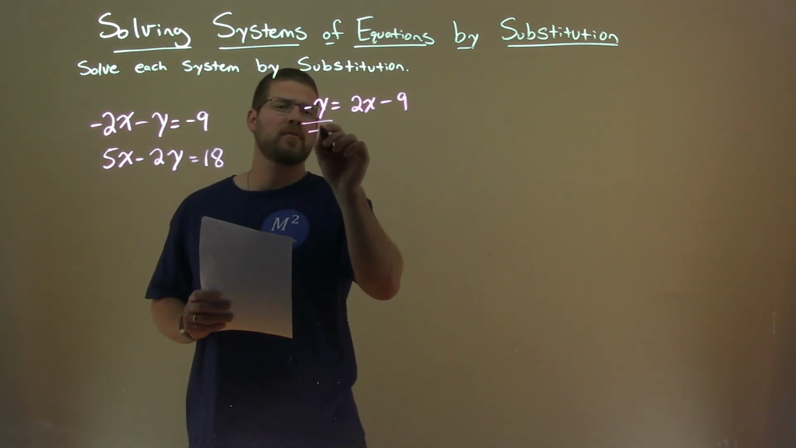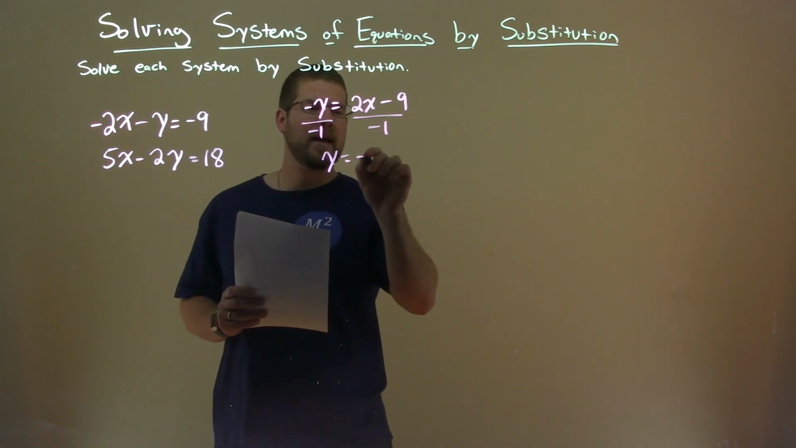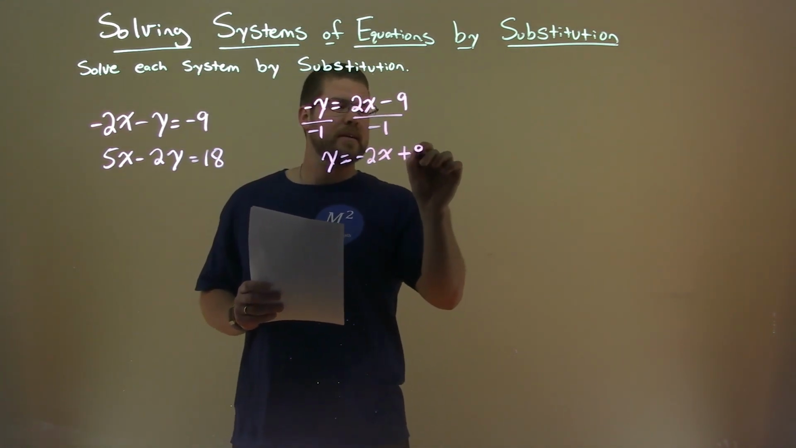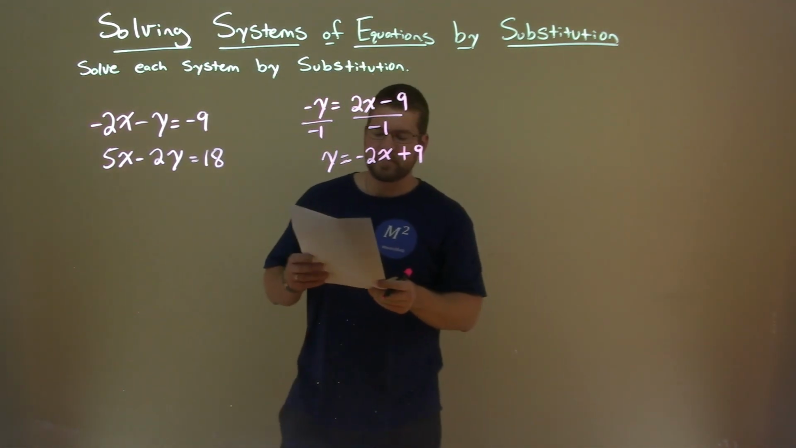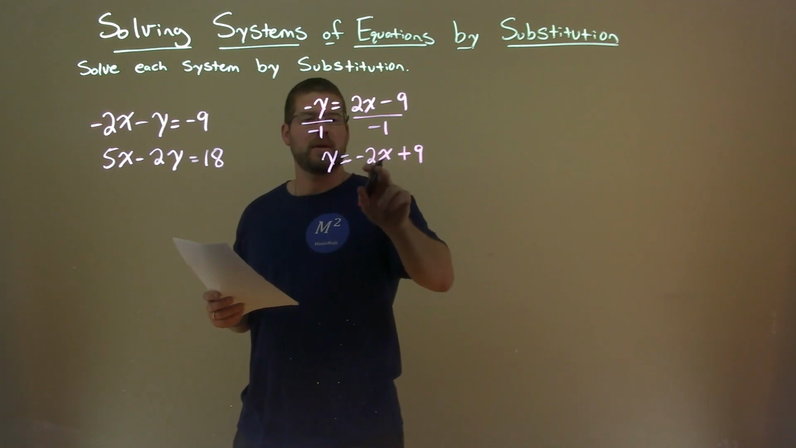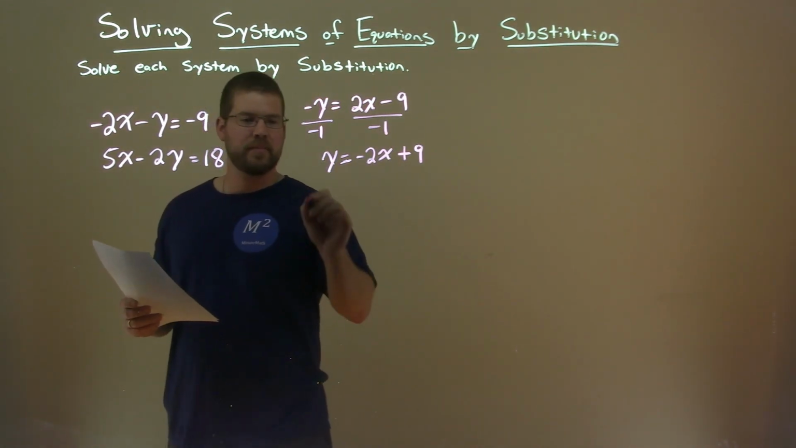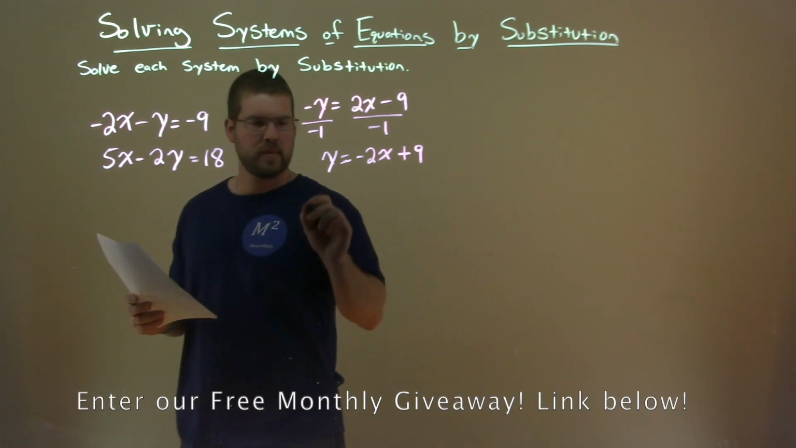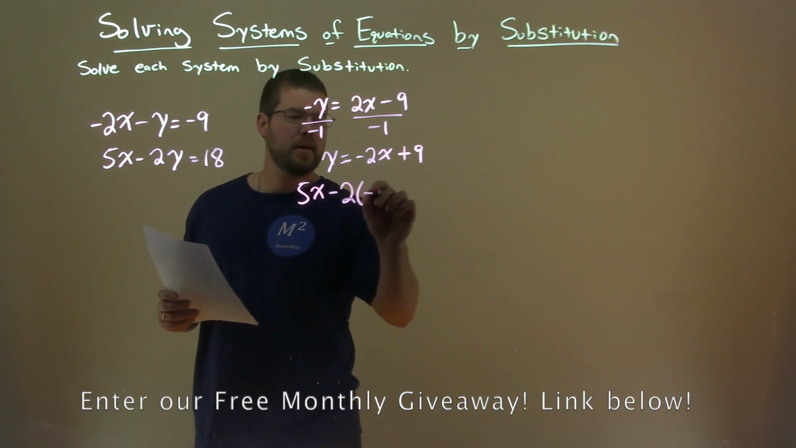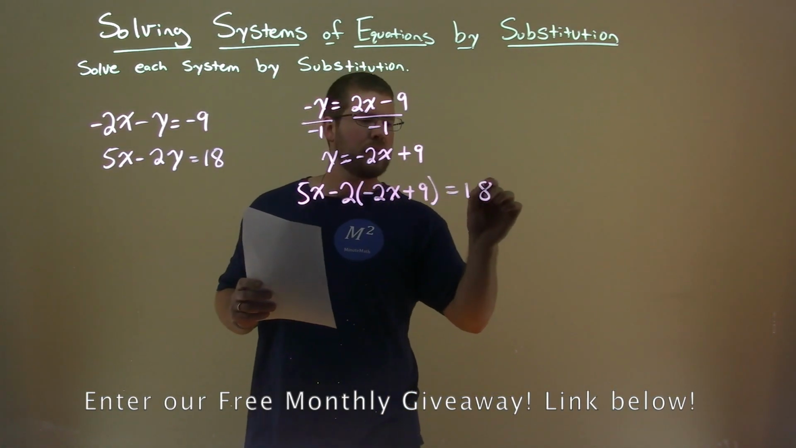But I just want y by itself. So I'm going to divide both sides by a negative 1. And that gives me y equals negative 2x plus 9. Okay? All right. So with that information, we're going to take that y value, being negative 2x plus 9, and plug it into the y value of our second equation. Hence, substitution. 5x here minus 2 times negative 2x plus 9 equals 18.